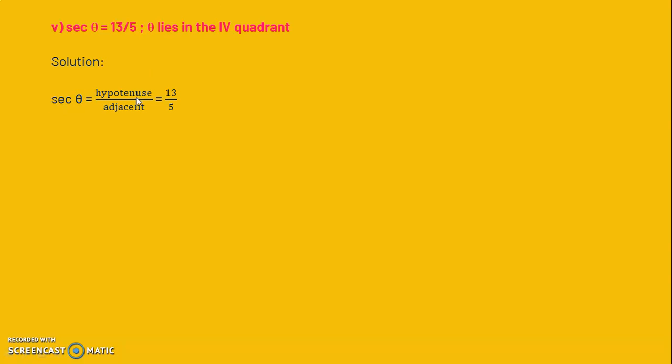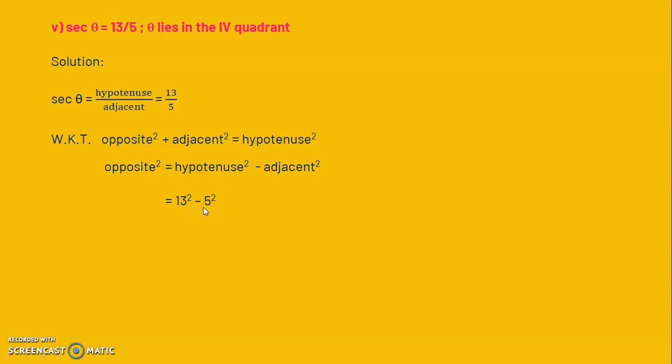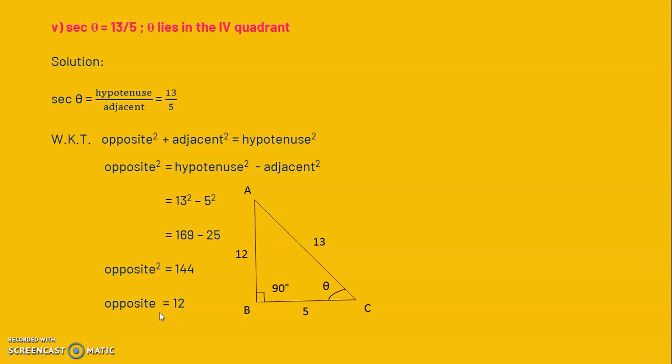So that your secant is hypotenuse by adjacent. So your hypotenuse is 13 and adjacent is 5. So you can find out your opposite as opposite square is equal to hypotenuse square minus adjacent square, and is equal to 13 square minus 5 square, 169 minus 25. The answer is 144. So you can write your opposite as square root of 144, which will be 12. Okay. So in a triangle you can note all the values, like opposite as 12, and your hypotenuse as 13, and your adjacent as 5.